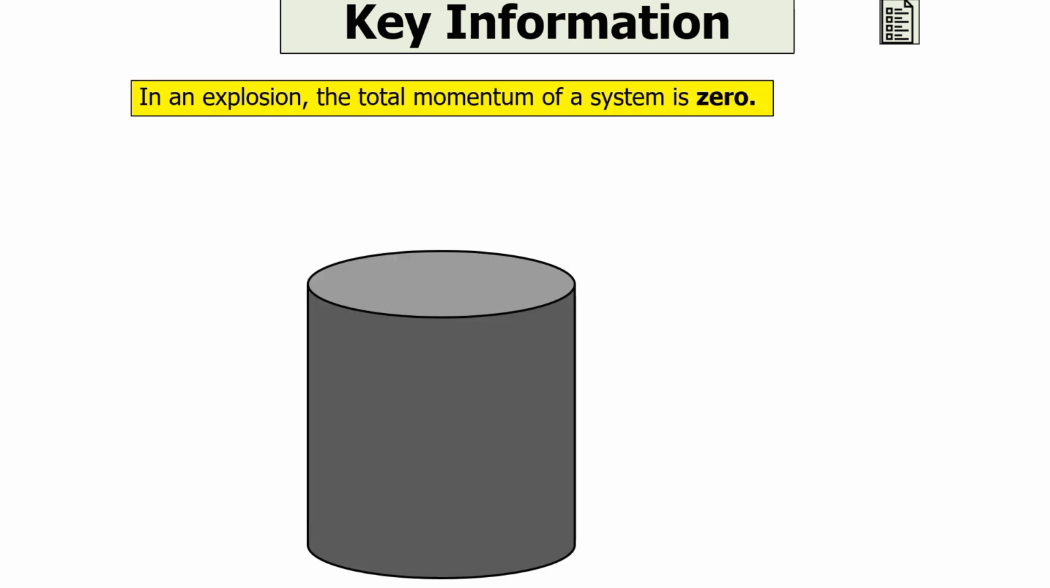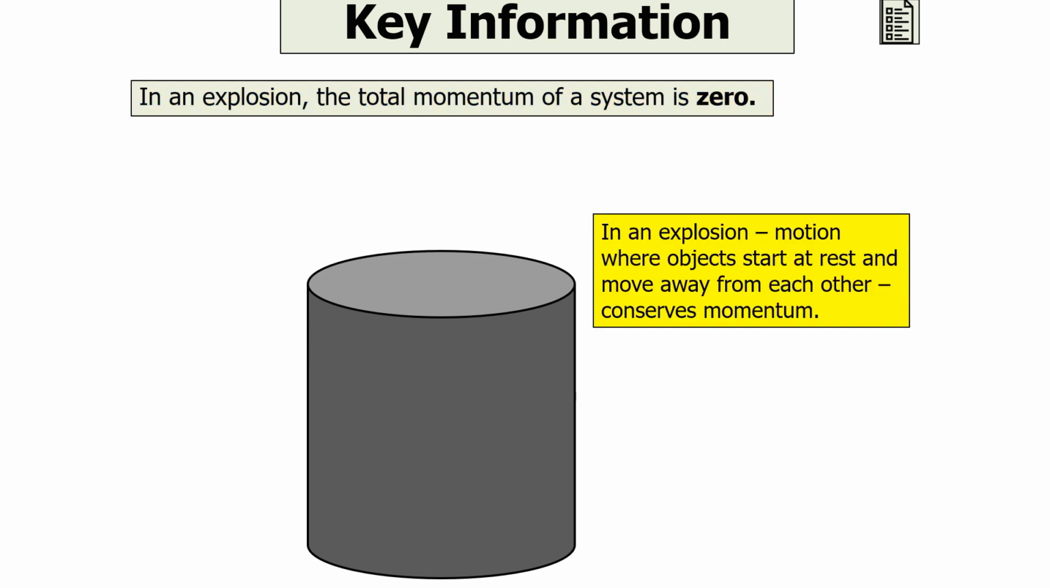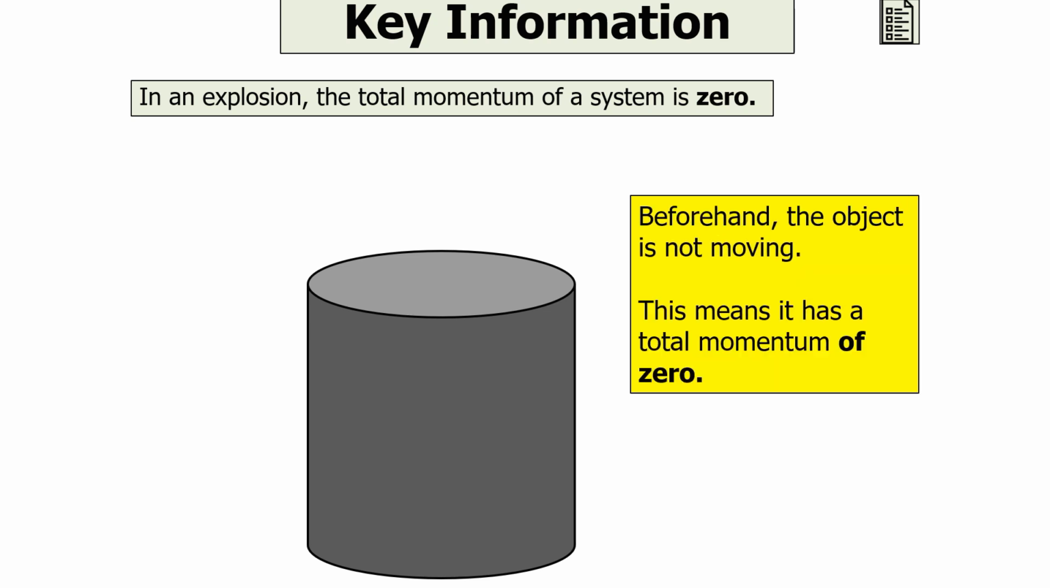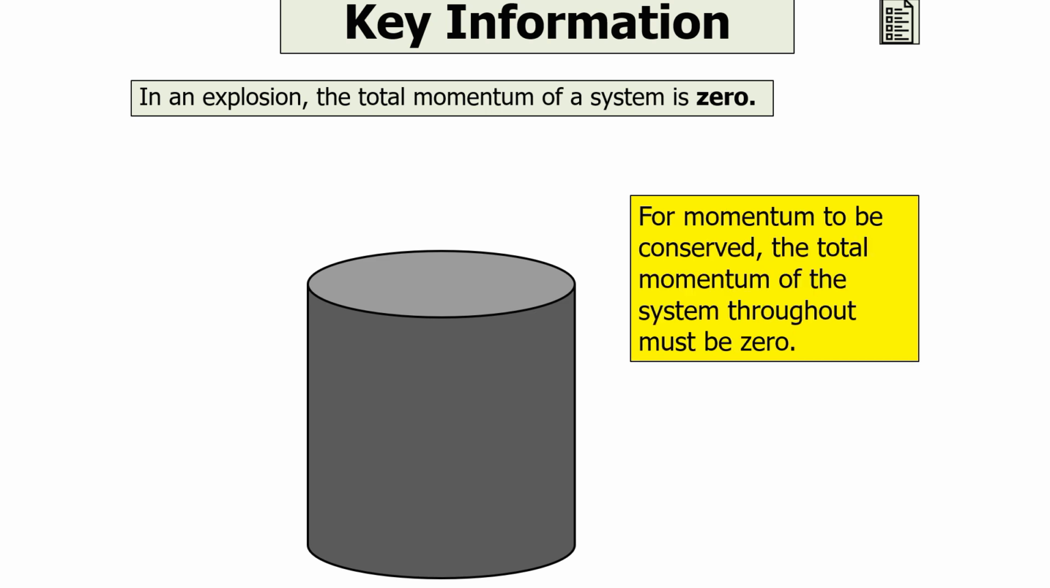Now, in an explosion, the total momentum of a system is 0. So in an explosion, where an object starts at rest and moves away from each other, momentum is conserved. Beforehand, the object is not moving. This means it has a total momentum of 0. So for momentum to be conserved, the total momentum of the system must be 0.